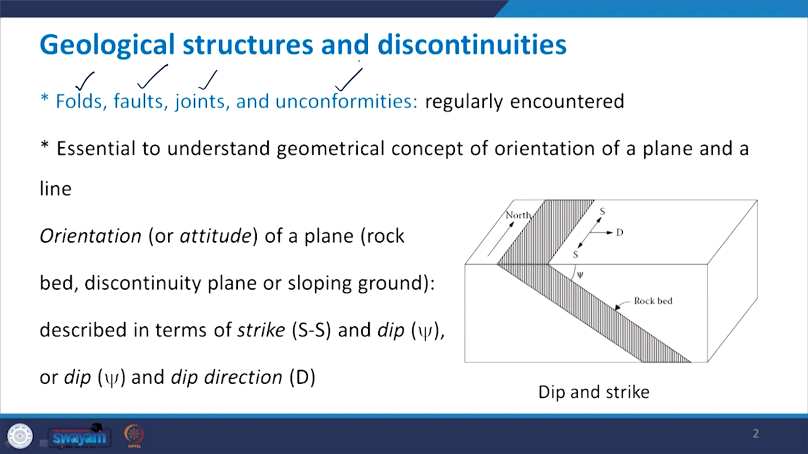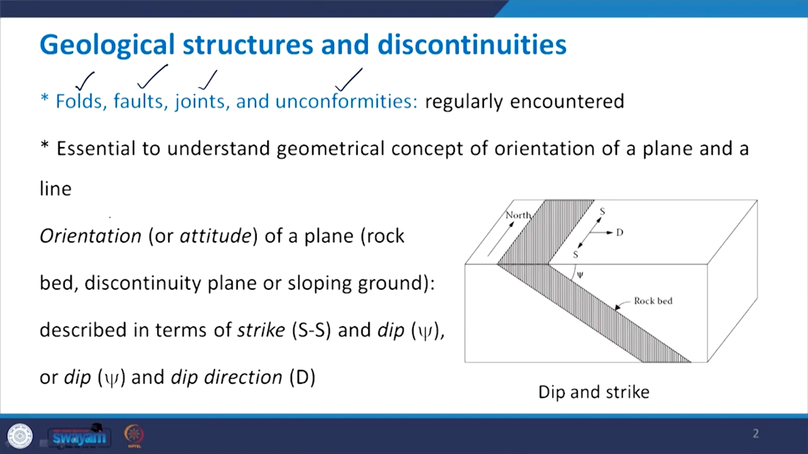Now, these structures are three-dimensional. In case we have to represent them on a 2D plane, we need to have some quantities such that we are in a position to represent these three-dimensional structures on a 2D plane. So, for that the graphical representation comes into the picture. Therefore, the orientation of a plane, and this orientation is also called attitude.